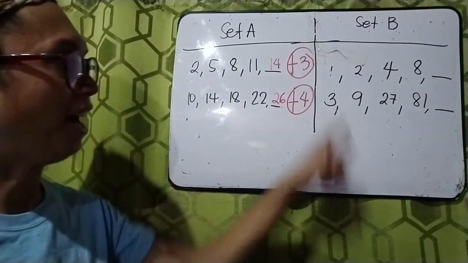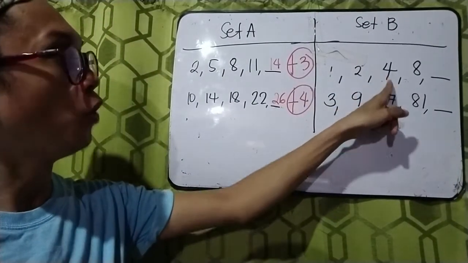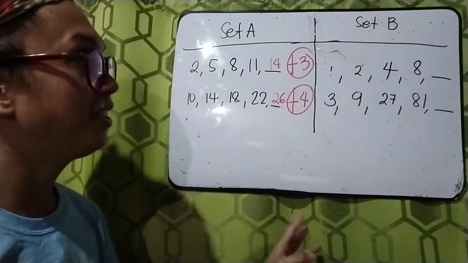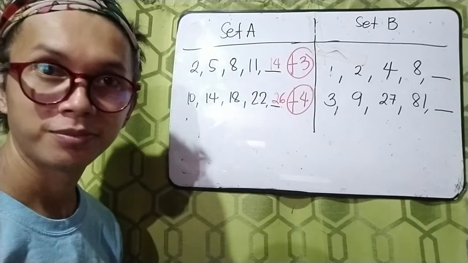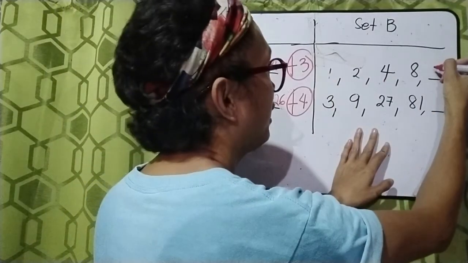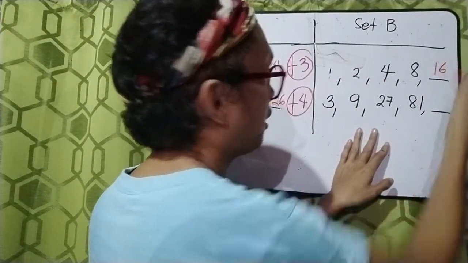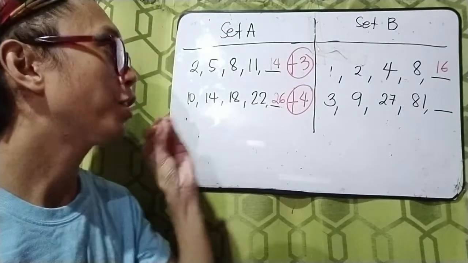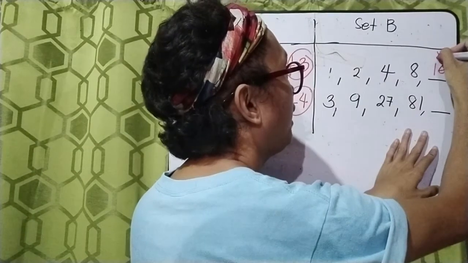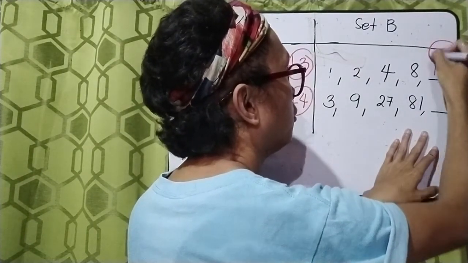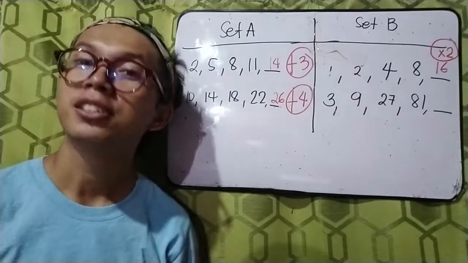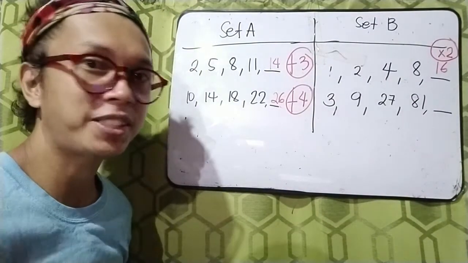In set B, we have 1, 2, 4, and 8, right? So what do you think is the next term? Okay, correct. That is 16. What is the rule? The rule is multiplying by 2. Wow. Okay, now let's go to the last sequence under set B.